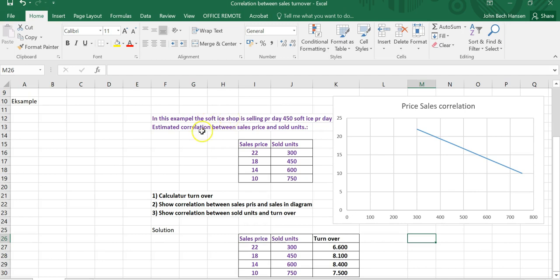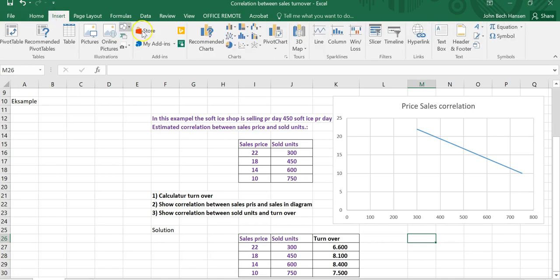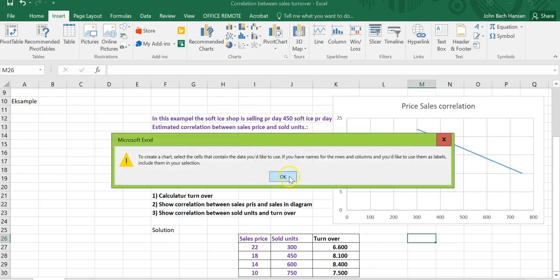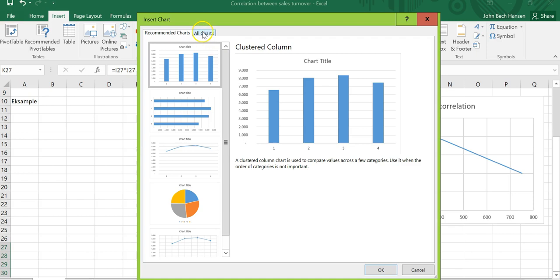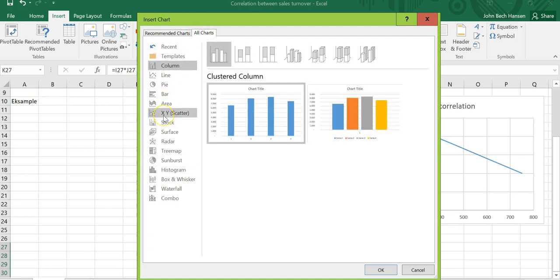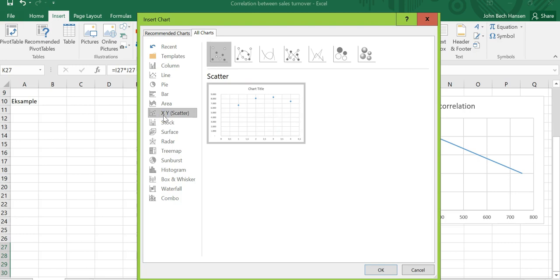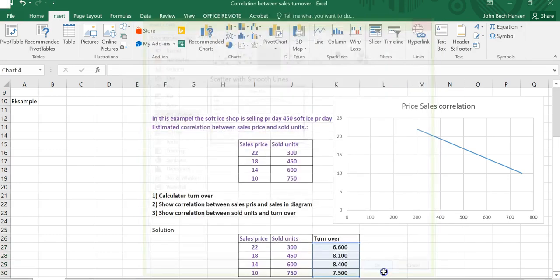I'll do it again and show you how to make a diagram showing the correlation between sold units and the total turnover. And again, insert, and a little arrow down here gives me the opportunity. Oh, sorry, forgot. I just need to mark the values. And I want all possibilities in life, and I specifically want the XY. And in this case, I can see on the dots that this is not a straight line. In fact, this is a banded curve. And I can show it here.